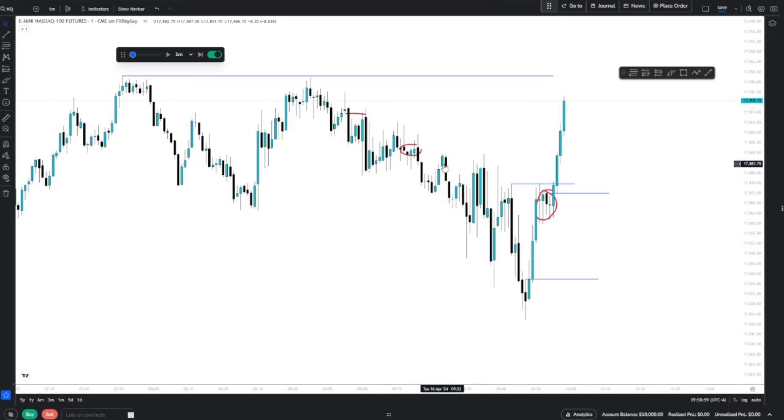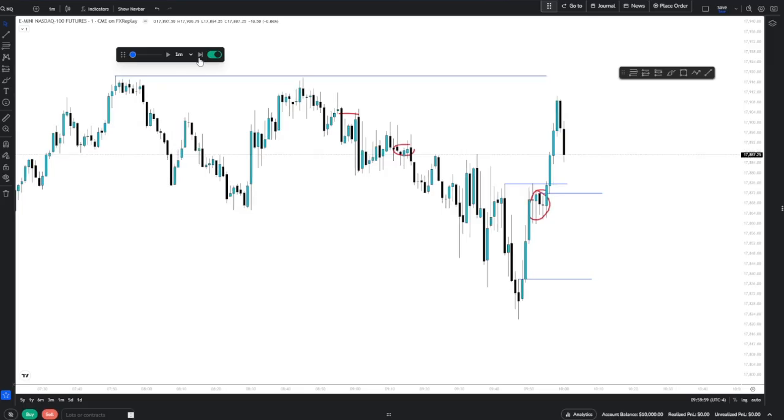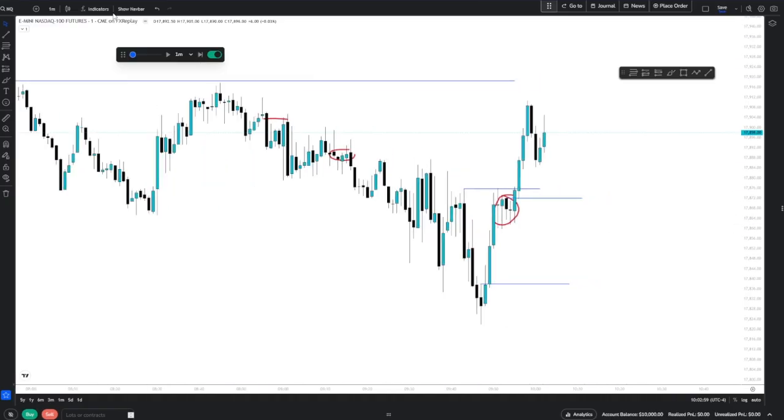There's no other reason now. Every unmitigated order block has been closed above or tapped into already here. So there's no reason price should not run this high. So now we can look for maybe some kind of entry model, right? Let's see.